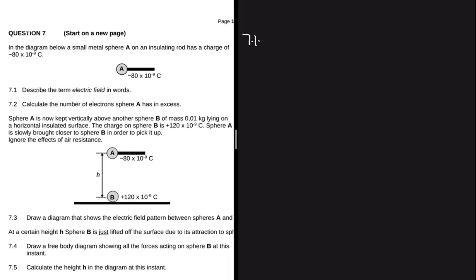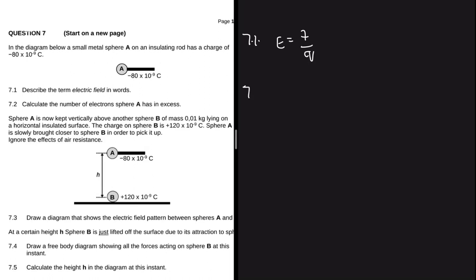An electric field is a region of space in which an electric charge experiences a force. Basically, we're saying that E is equal to F divided by Q. That's the formula for electric field. A region in space where an electric charge will experience a force.